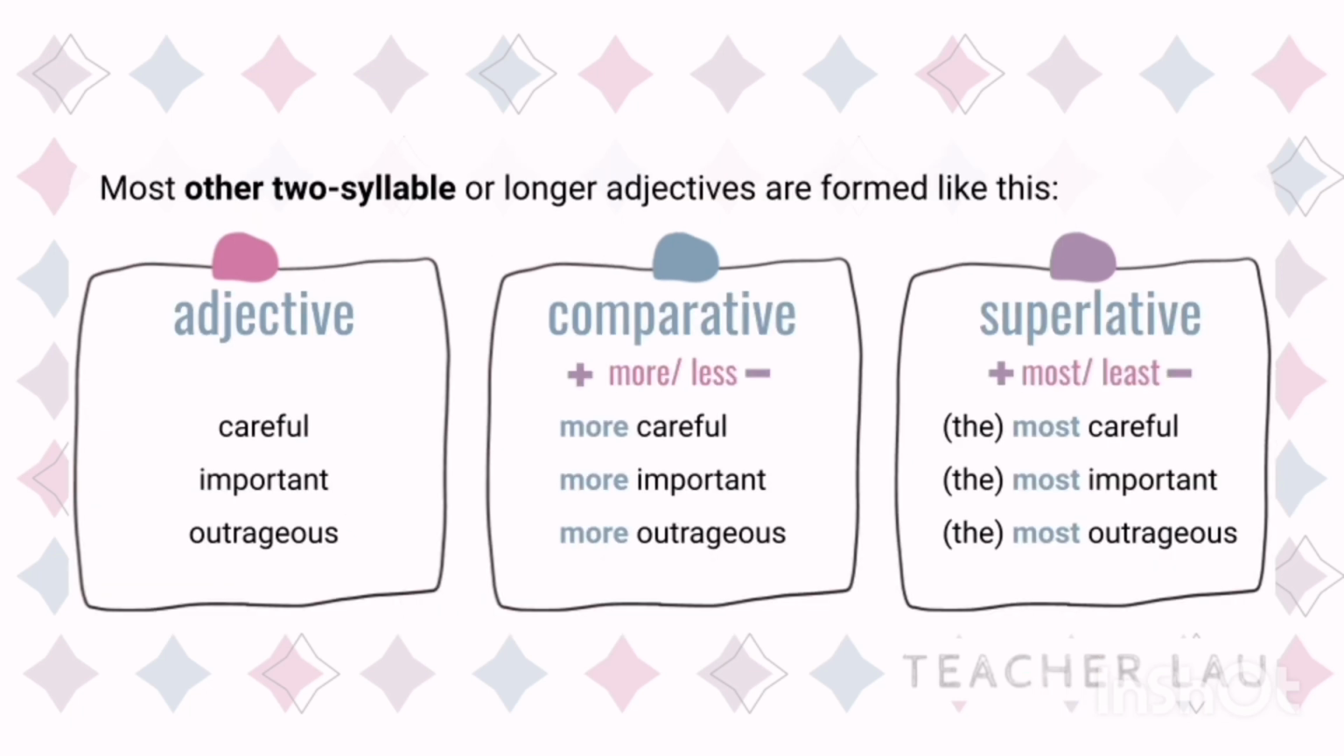Most two-syllable or longer adjectives are formed with more for the comparative and the most for the superlative form. Careful, more careful, less careful. The most careful, the least careful. Important, more important, less important. The most important, the least important. Outrageous, more outrageous, less outrageous. The most outrageous, the least outrageous.